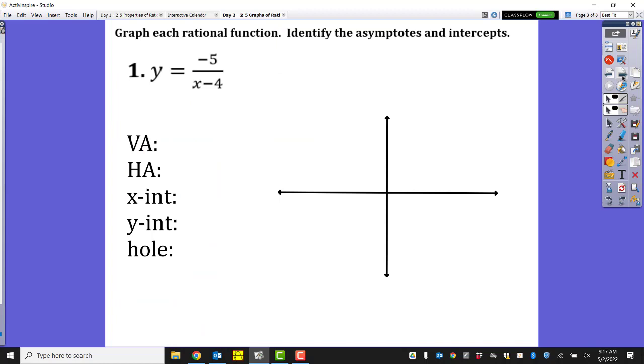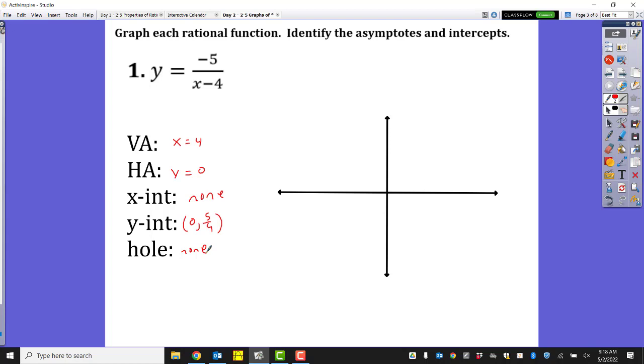So for this first one, I'm going to go ahead and list out all the aspects we need to worry about. And then we'll talk about how we actually graph them. So when we look at this one, we have a vertical asymptote at x equals 4, horizontal asymptote at y equals 0. X-intercept is none. Y-intercept is 0 comma -5 over -4, so 5 over 4. And no hole.